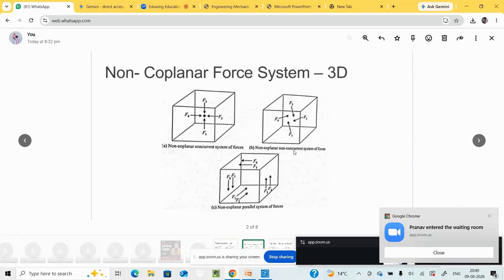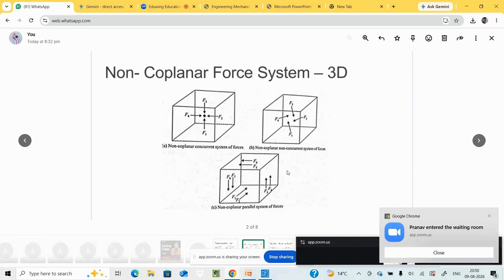Non-concurrent forces mean forces acting in different directions, so there's no particular format. If you see here, non-coplanar parallel forces mean all the forces are acting in different directions but are parallel to each other. F1, F2, F3, F4, F5, F6, F7, F8, all forces are acting in different directions, but they are parallel to each other.